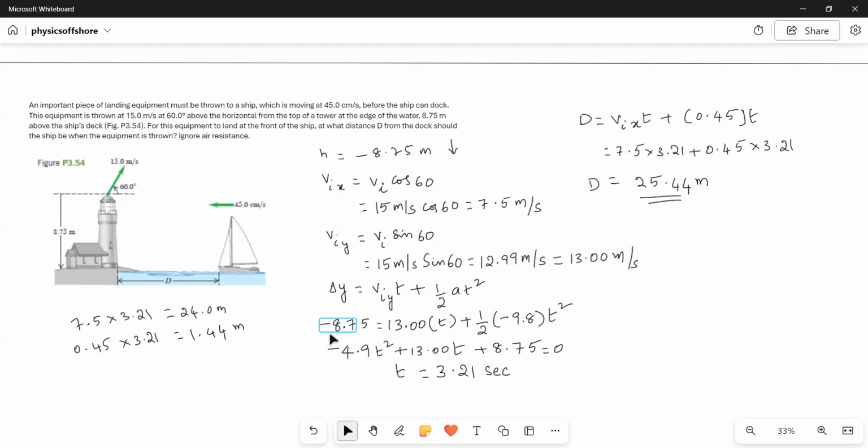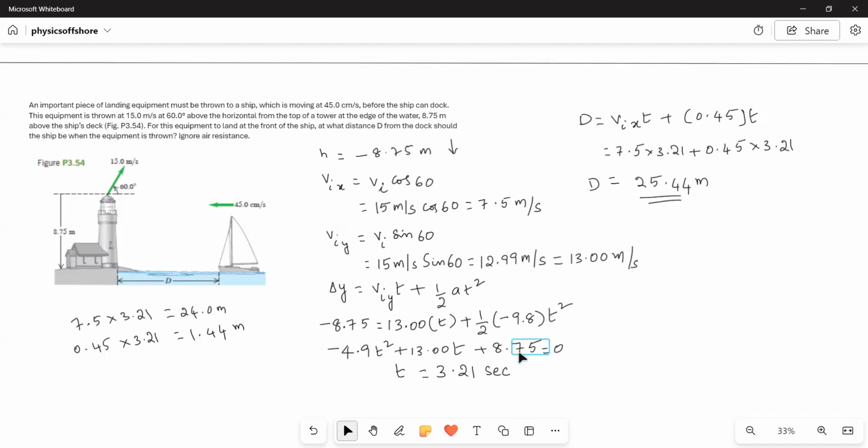For that I will substitute the values in this equation. Delta y is equal to VA y t plus half a t square, and here a is the acceleration due to gravity, which I am taking as 9.8, and it is in the downward direction. That is why I am taking the negative sign. The y direction displacement is also negative, since it is a drop in height. So negative 8.75 is equal to 13t plus half negative 9.8 t square. On solving for t, we get 3.21 seconds.